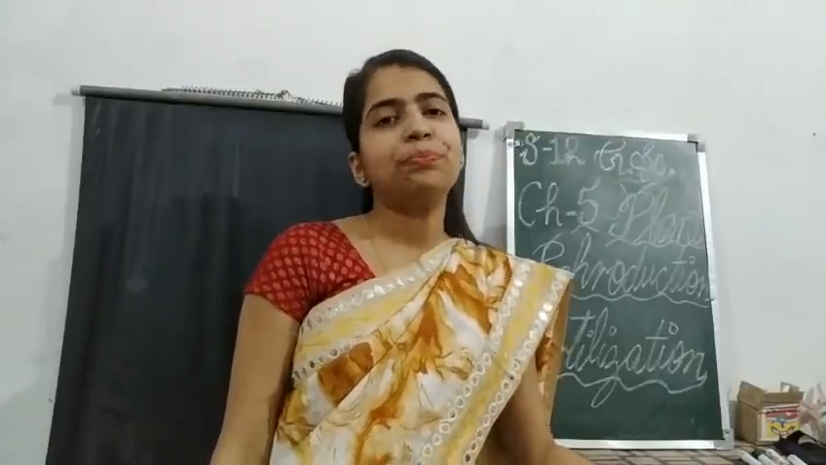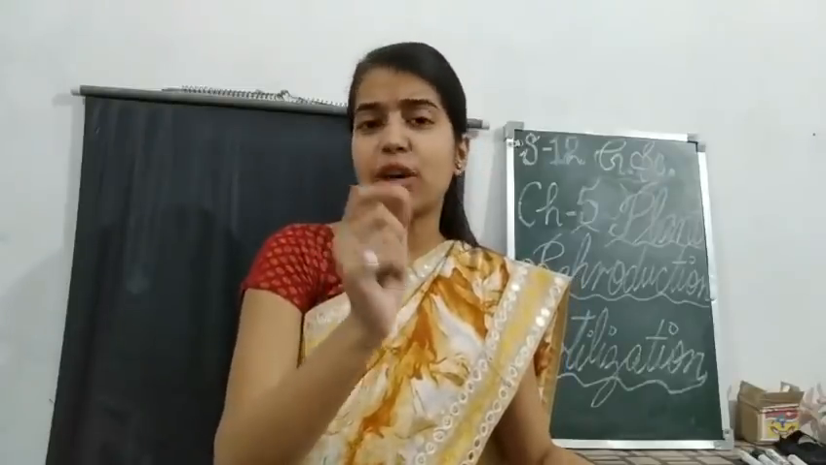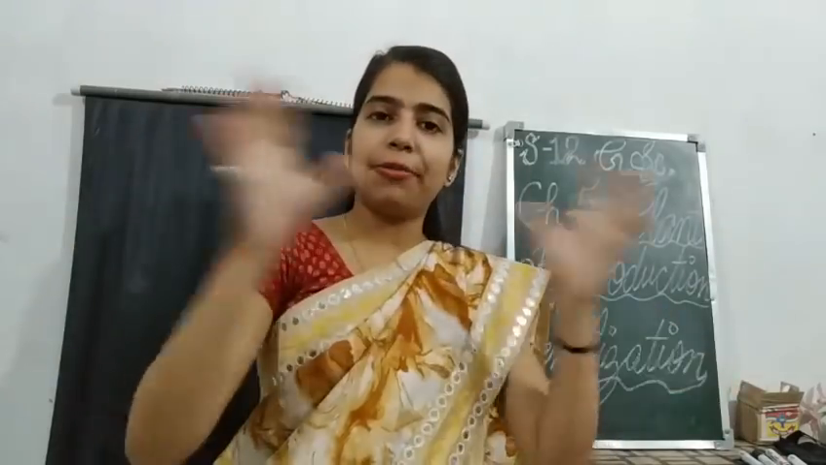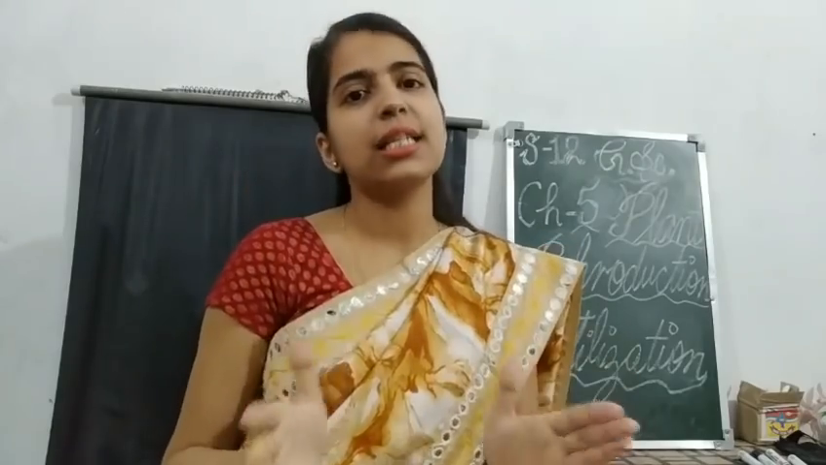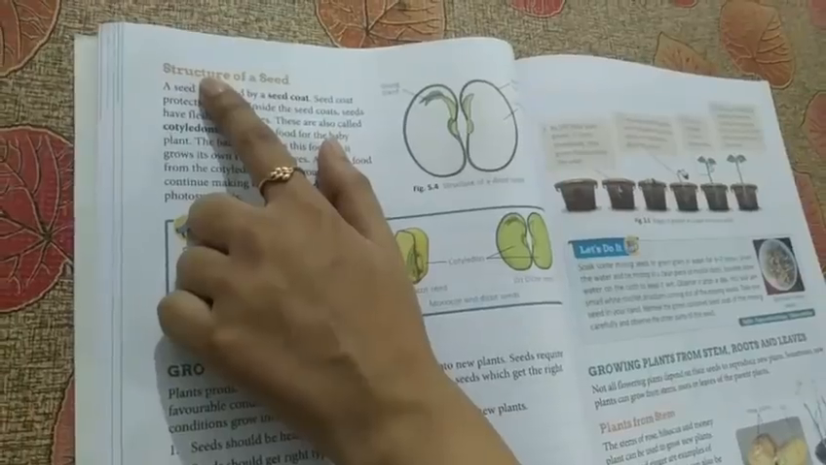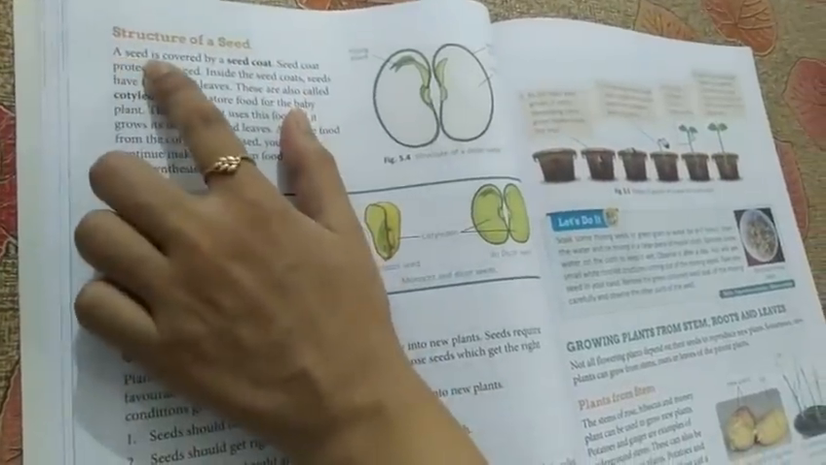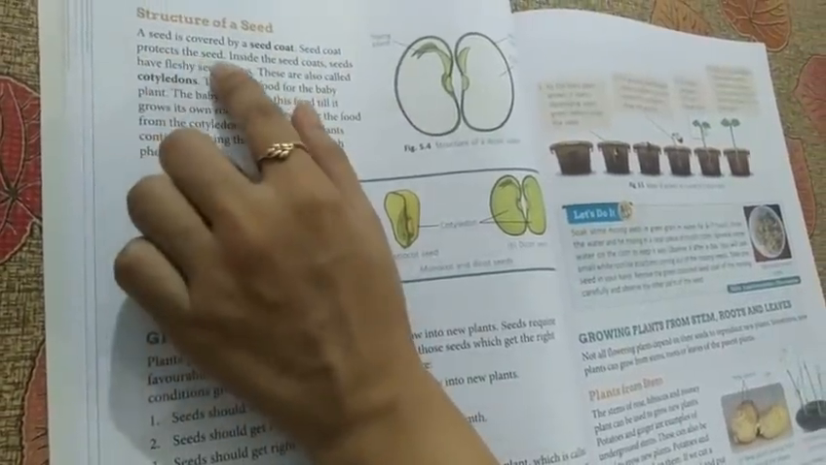So let us learn what is the basic structure of every seed. Although they are of different shapes and sizes, the structure of the seeds is somewhat the same. So let us first learn what is the structure of a seed. Let's move towards the reading portion first. Structure of a seed. A seed is covered by a seed coat. Seed coat protects the seed.